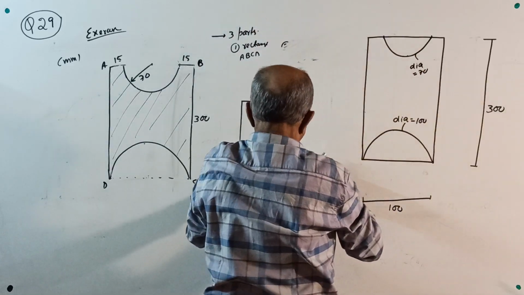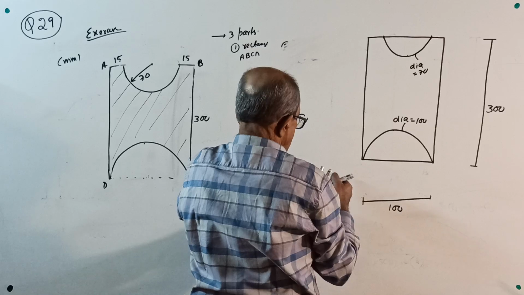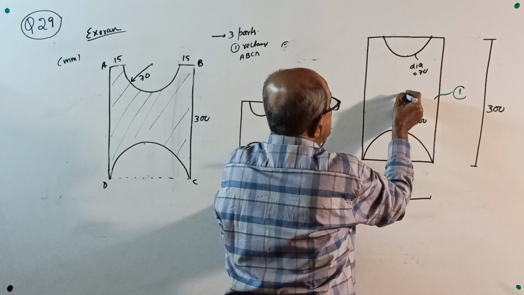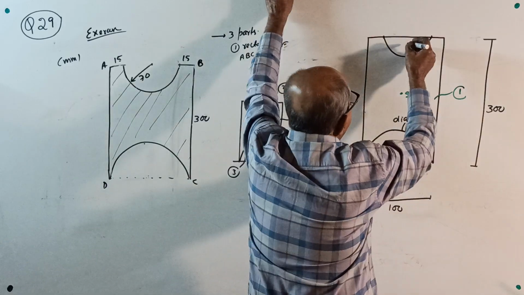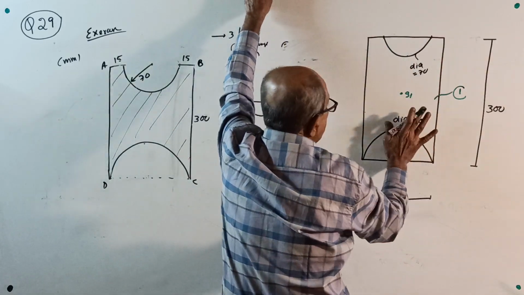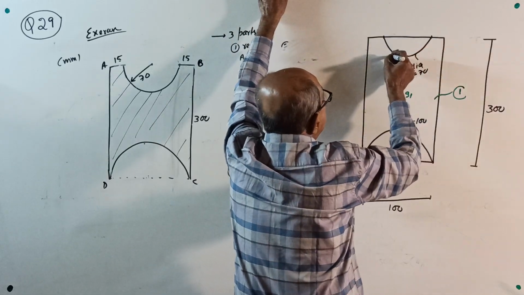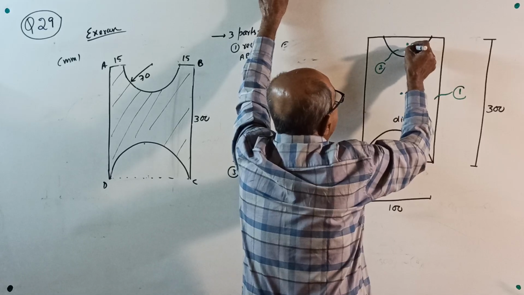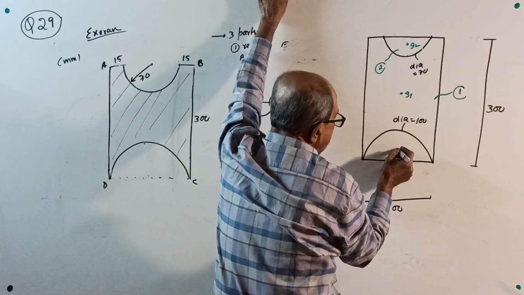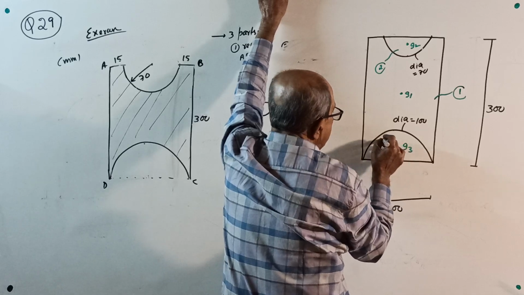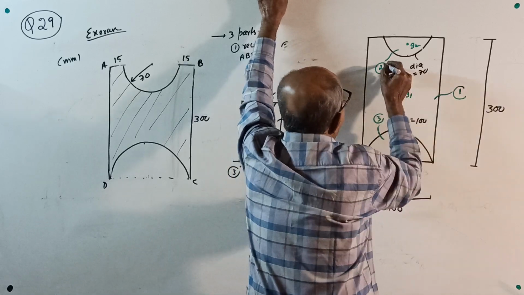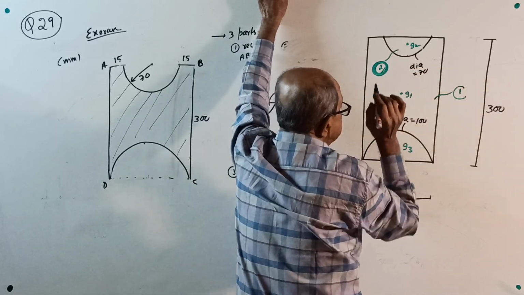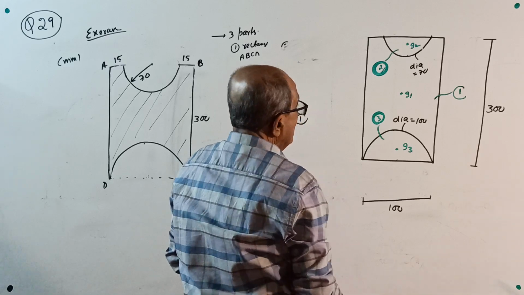Okay, now take this as figure number 1. Its centroid is here, G1. Anyone you can take as 2. Do one thing, take this as 2. Its centroid is here, G2. This centroid is here, G3, figure number 3. And remember now, figure number 2 is cut out, 3 is cut out.